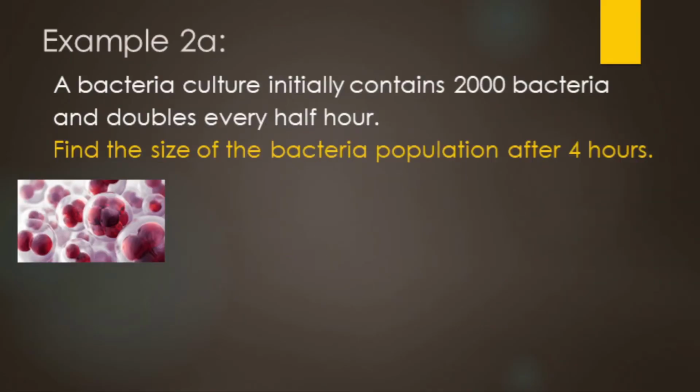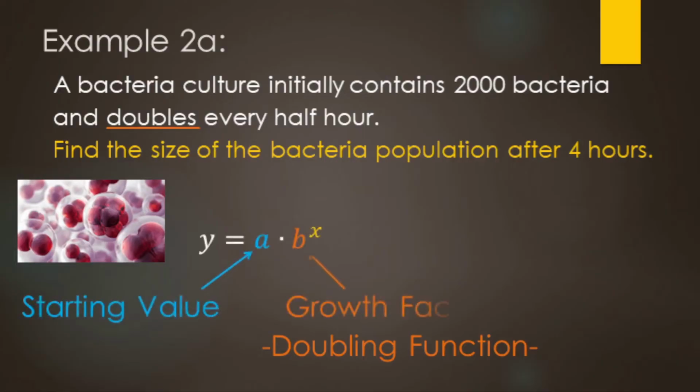This example here, we have bacteria. It initially contains 2,000 and doubles every half hour. So this doubles, that means you're multiplying. You're doing some repeated multiplication, okay? So it's a doubling function, multiplying. So we know that we're going to be using an exponential function. So in this case, y equals a times b to the x, right? So a is your start amount.